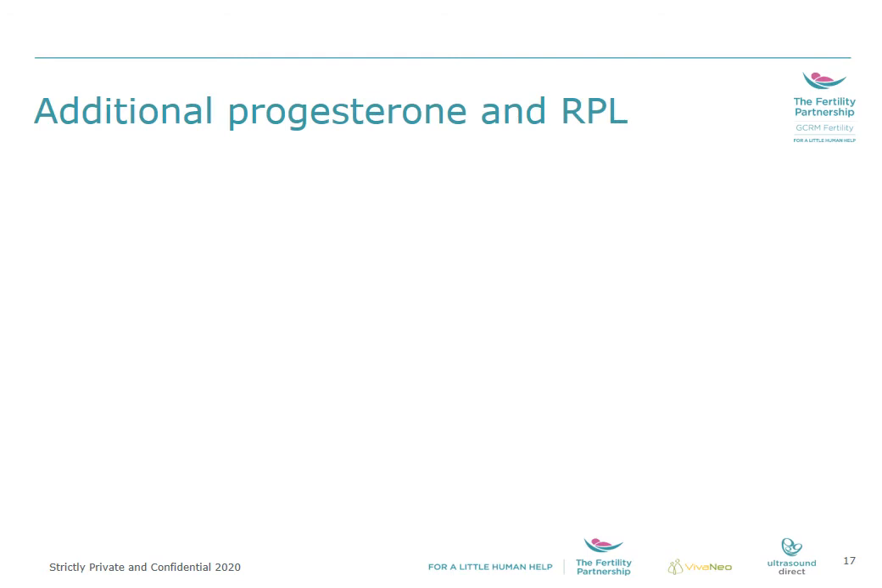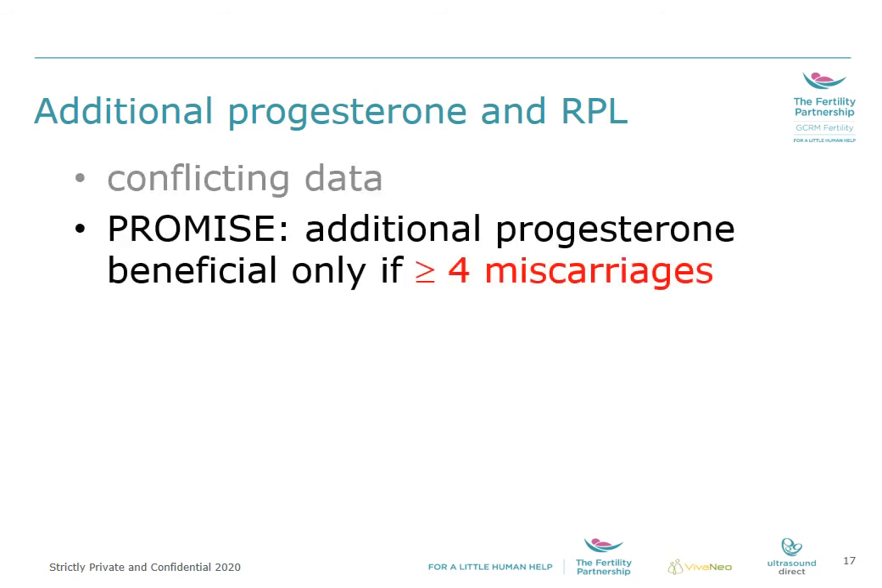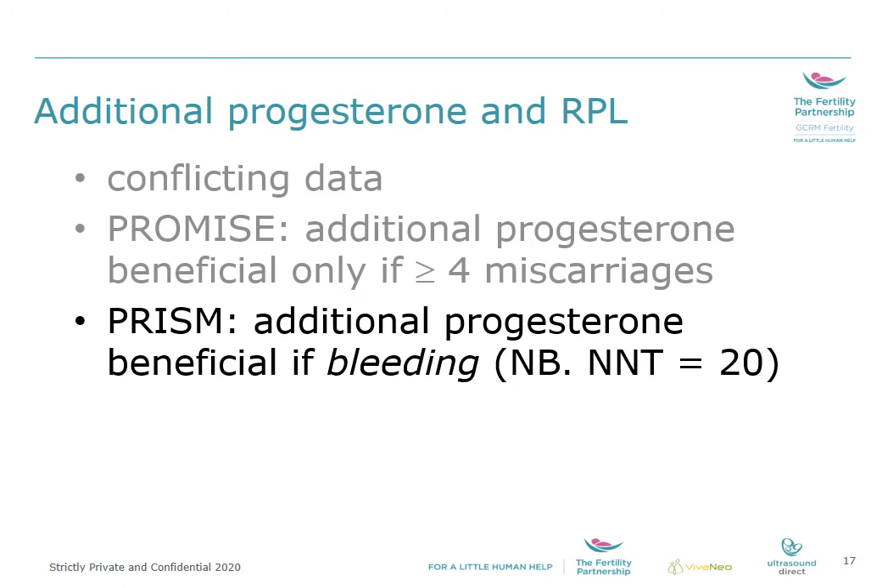What about using progesterone in recurrent pregnancy loss? Well, again, we have conflicting data. The PROMISE trial, which is the largest to date, showed that additional progesterone was only beneficial if the woman had had 4 or more previous miscarriages. The PRISM trial suggested that if a woman had bleeding, giving additional progesterone was beneficial, but she had to have started bleeding first. But in fact, you needed to treat 20 women, so NNT is the number needed to treat. You needed to treat 20 women in order to prevent 1 miscarriage.